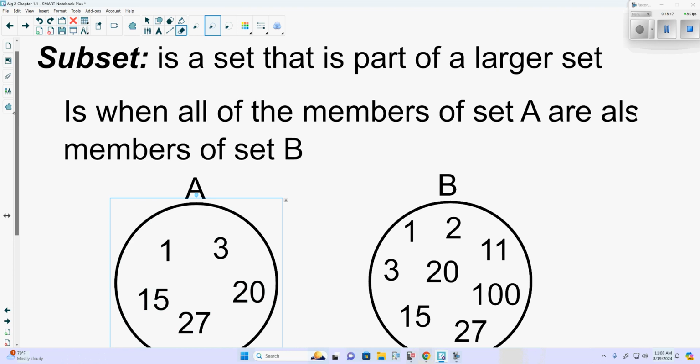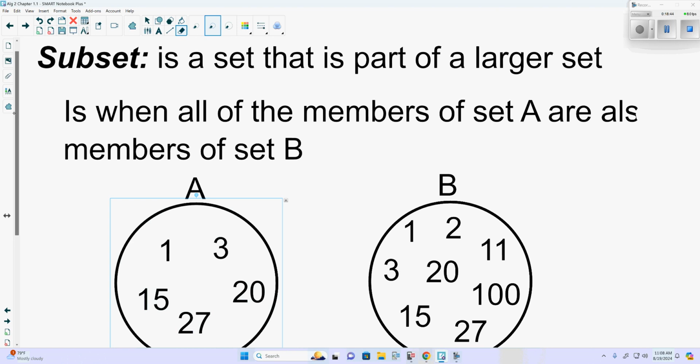If you notice on your paper, all the elements in set A are contained in set B. 1 is contained in both A and B. 3, 15, 20, 27, they do have both. So what that means is A is a subset of B, because everything in A is contained in B. So A is a subset of B.